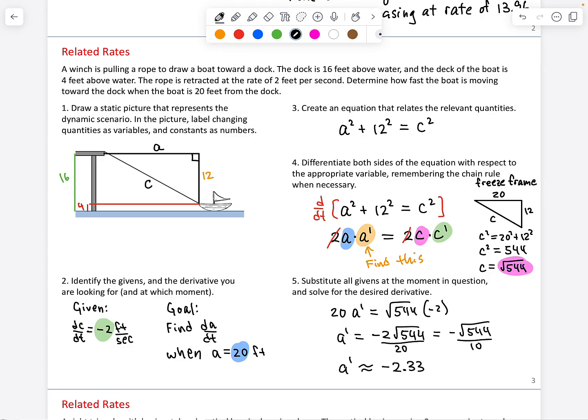A is a length, so dA/dt will be a unit of length per a unit of time. So in this case, this would be feet per second. And notice the rate of change is negative, which means that A is decreasing, which makes sense given the scenario. So you could say that A is changing at the rate of, and then make sure you say the negative, 2.33 feet per second. Or you can imply the negative in how you say this. You can say A is decreasing at the rate of 2.33 feet per second. And I did not need to say the negative when I used the word decreasing. Okay, we'll follow these 5 steps on the next slide.